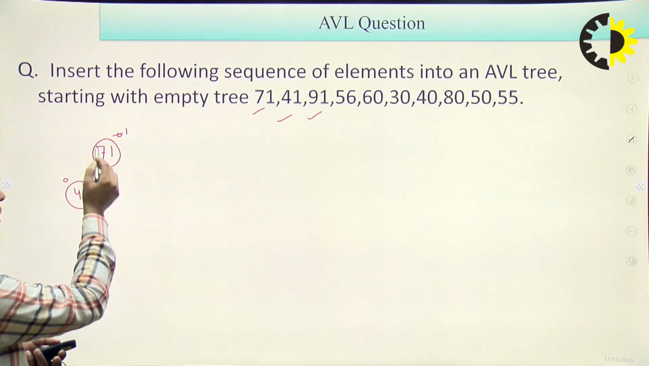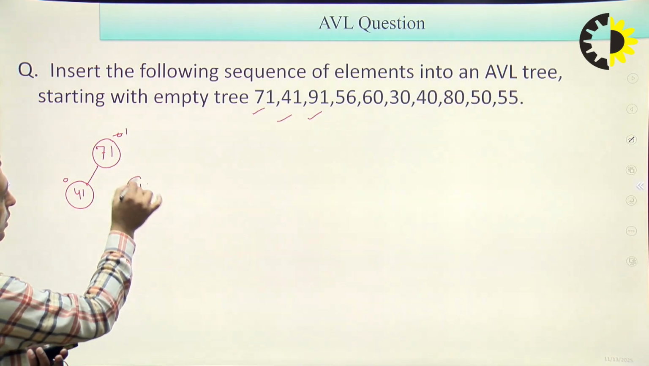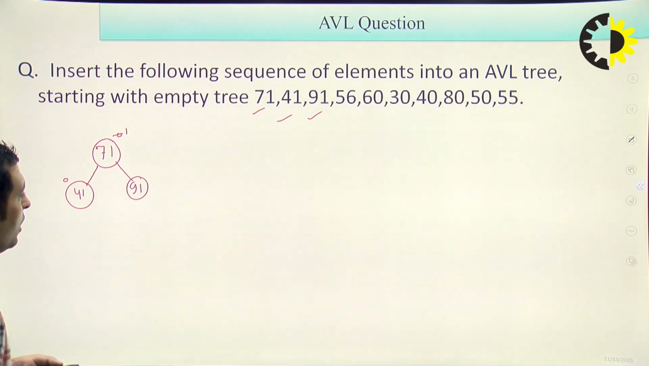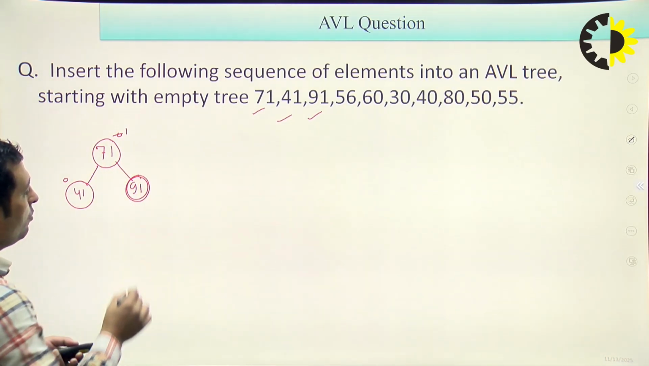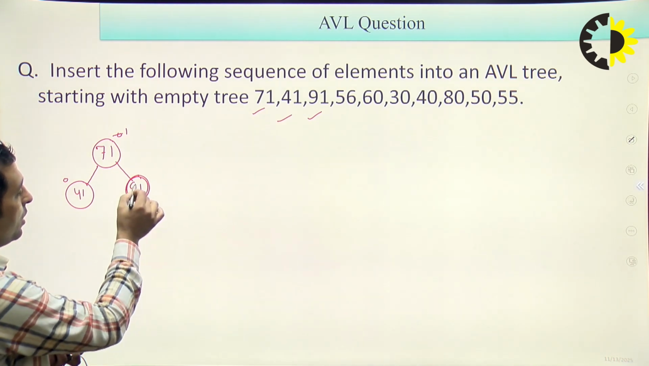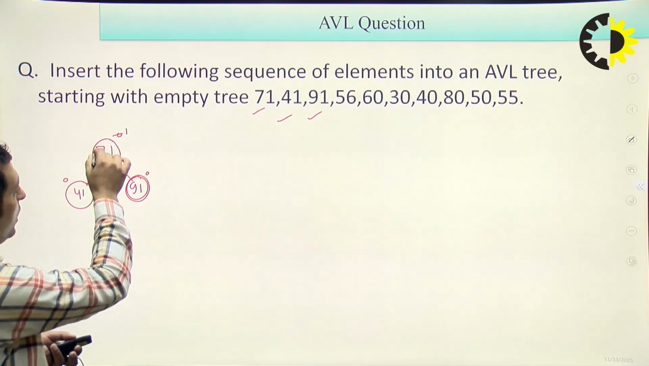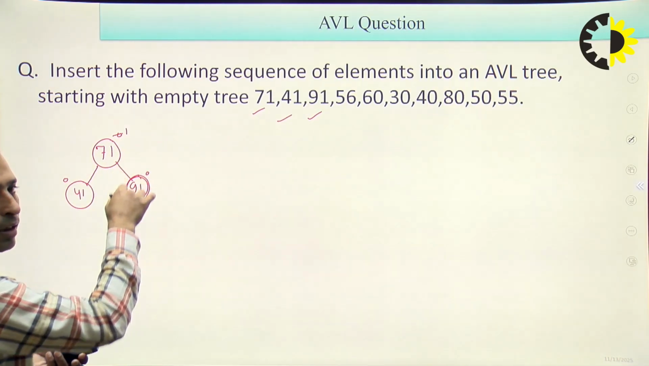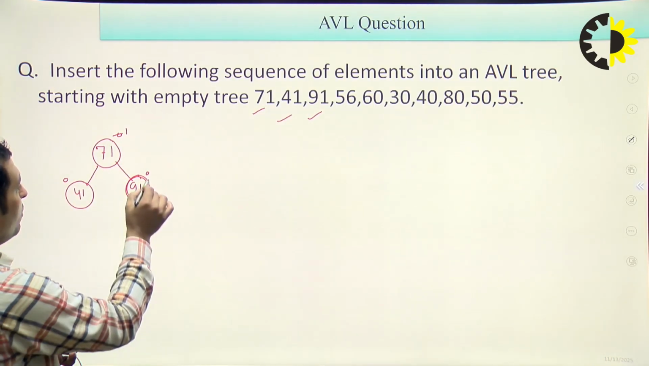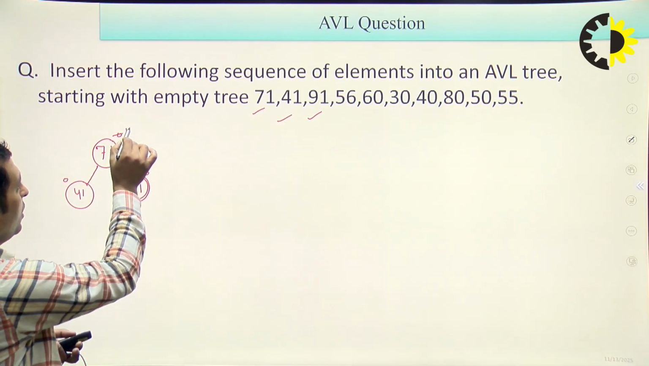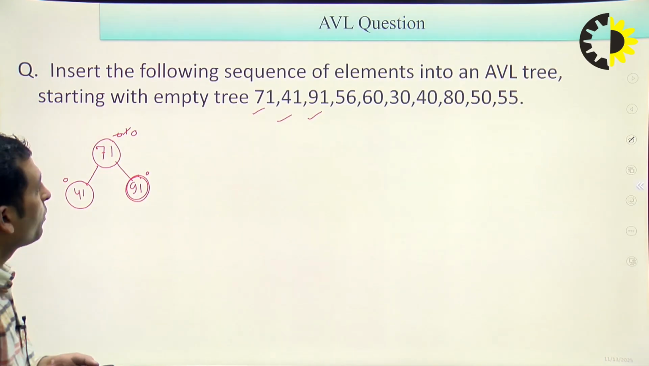Now insert the next node, that is 91. 91 is greater than 71, so insert it here. Now recalculate the balance factor of the ancestors of the newly inserted node. If we indicate the new node by a double circle, then the balance factor of 91 is 0, a leaf node, no problem. For 71, the height of the left subtree is 1 and the height of the right subtree is 1. So 1 minus 1, the new value is 0. So our tree is balanced now.